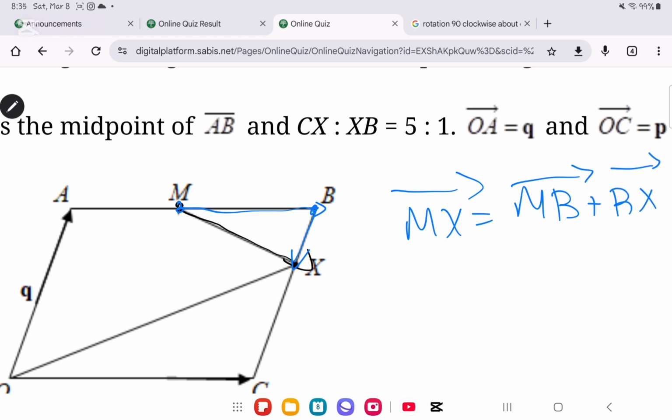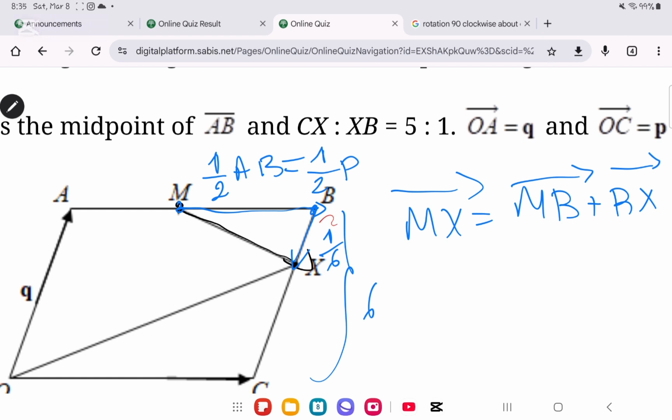Very simply, MB, we know that it is half of AB. And we know that half of AB is going to be equal to half of P. And then BX is 1 out of 6 of minus Q. First of all, it is 1 out of 6 because it's 1 out of the full thing, which is 6. And it's minus Q because BX is going down, whereas Q is going up. So it's going to be minus Q.